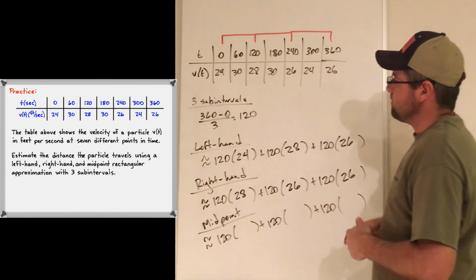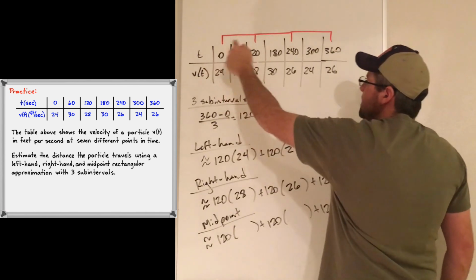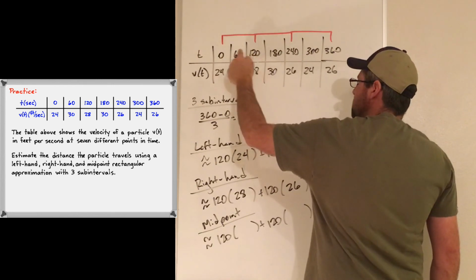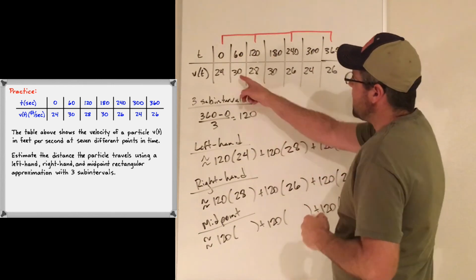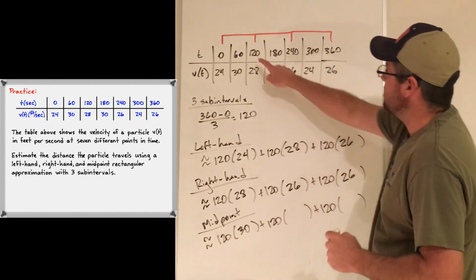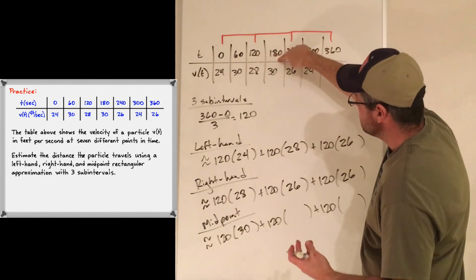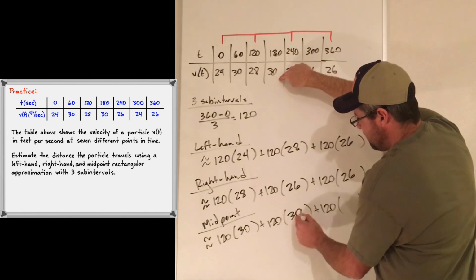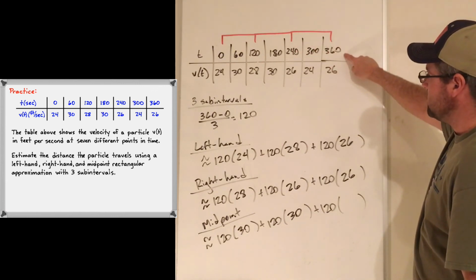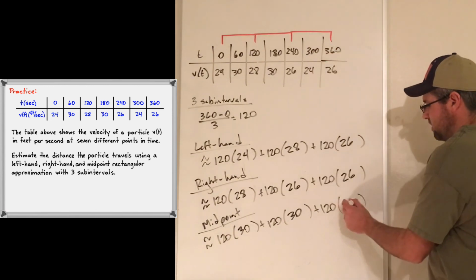Now for midpoint, well, between 0 and 120, I don't want to use the left. I don't want to use the right. I want to use the one that's in the middle, in between 0 and 120. Well, 60 is right in the middle. So what's the height at 60? That's going to be 30. Then from 120 to 240, don't want to use left, don't want to use right. I want to use the one in the middle. So I want to use the 180, which is 30. And then from 240 to 360, don't want to use a 240, don't want to use a 360, I want to use the one right in the middle, which is 300. So the height at 300 is 24.